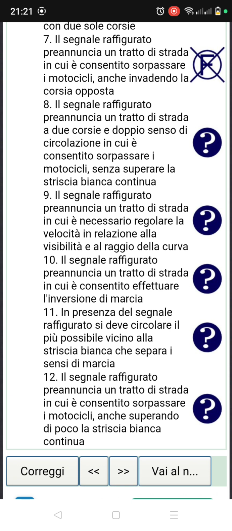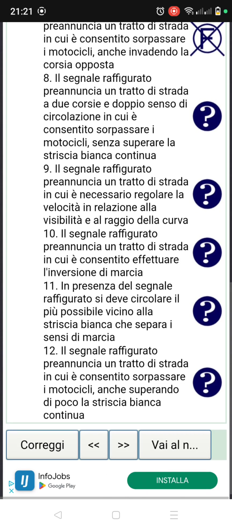That's an accident. Just because there's a motorbike, you can't overtake like that. This question says you can overtake a motorbike, and even if you invade the other lane, no problem. No, it's false. You can't do that. It will cause an accident.